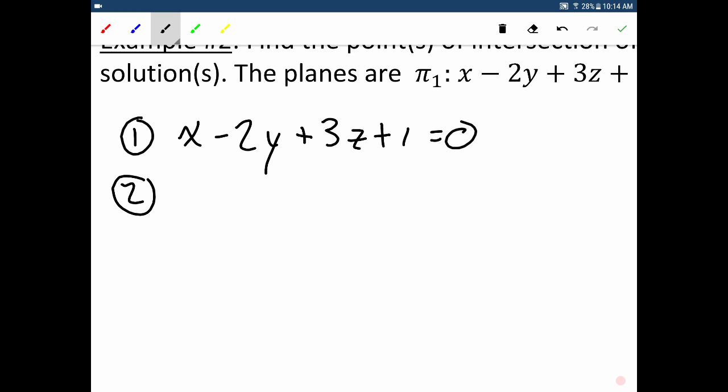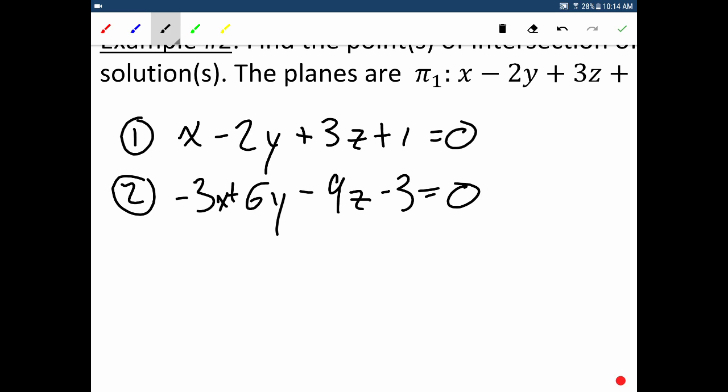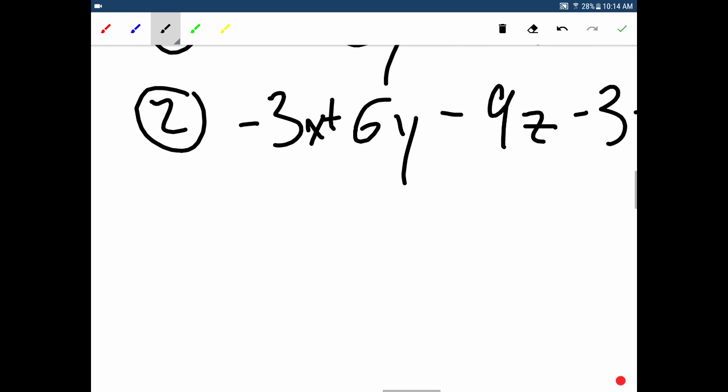Z plus 1 equals 0. Okay, equation 2. We've got -3 plus 6y. Oops, I missed an x. I'm getting sloppier. 9z, if that's possible, -3 equals 0. So there we go. So there's our two equations. So this time I'm going to isolate the x.